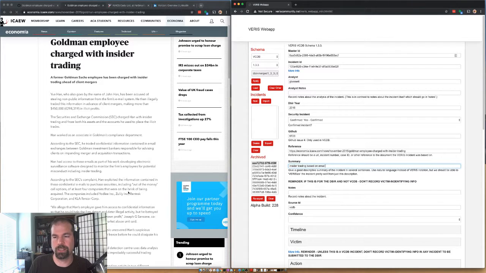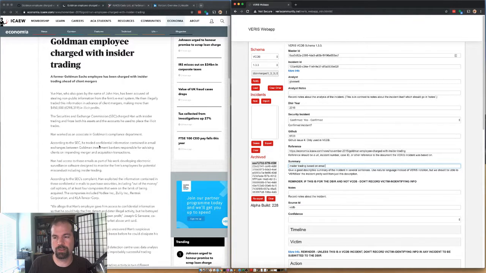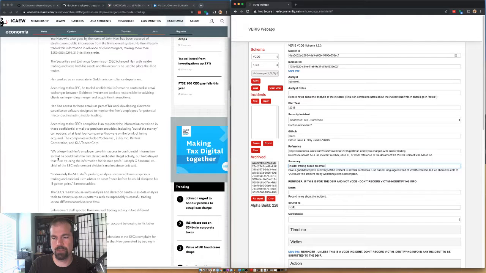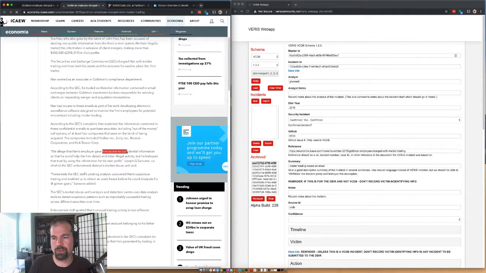The question is, how did he get the information by email? Was it his email that he got the information from, or was it a different email? It gave him access to confidential information so that he could detect and deter illegal activity, but he betrayed that trust. So it's certainly misuse. I get the feeling he was maybe monitoring email, exploiting the information contained in these confidential emails, with access to emails as part of his work to develop electronic surveillance software.